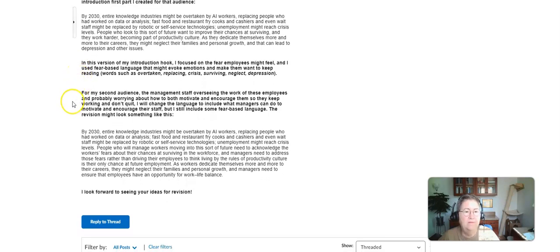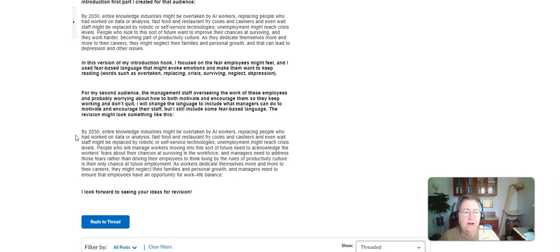And the next paragraph is making that predicted plan for changing to a second audience. For my second audience, the management staff overseeing the work of these employees and probably worrying about how to both motivate and encourage them so they keep working and don't quit, I will change the language to include what managers can do to motivate and encourage their staff. But I still include some fear-based language. The revision might look something like this. Then we have a paragraph with the changes made.